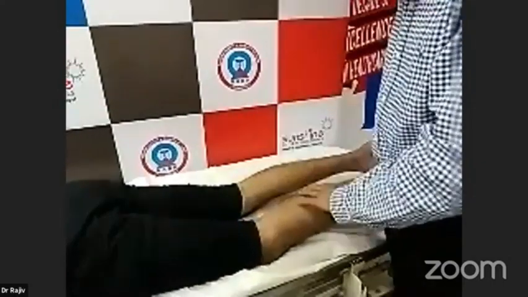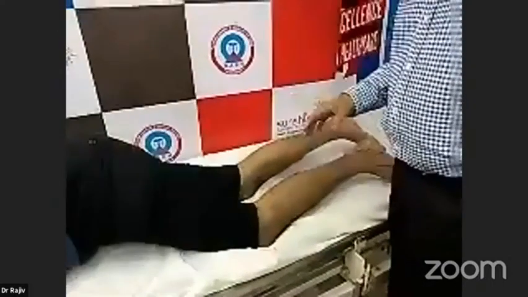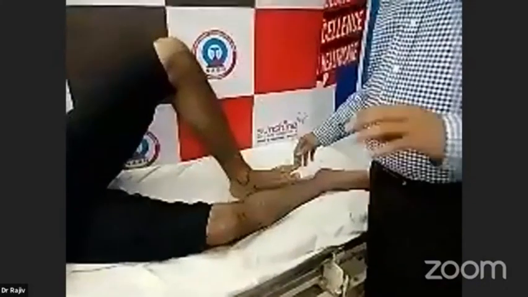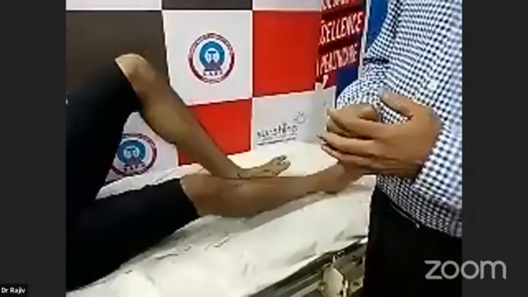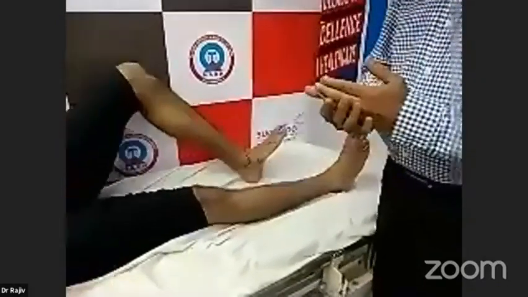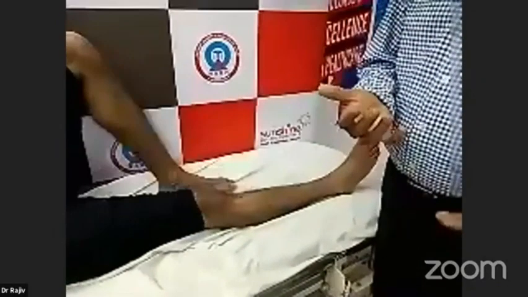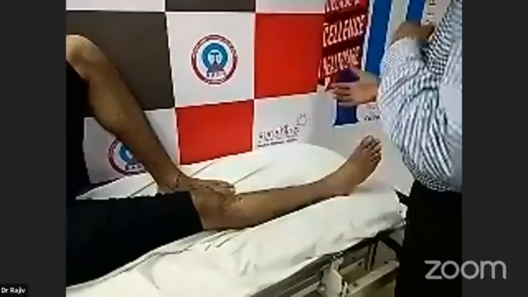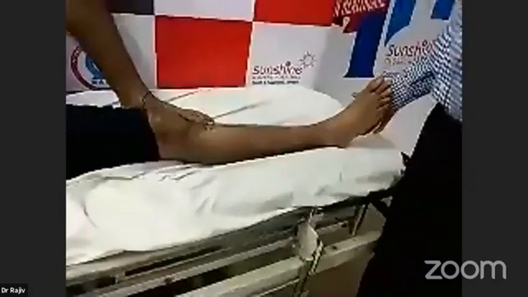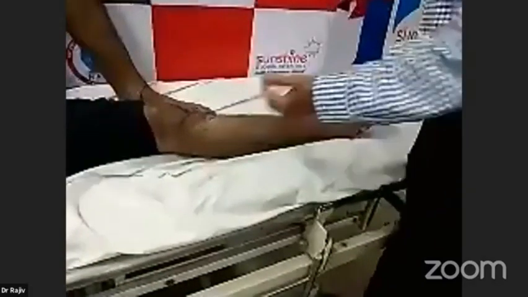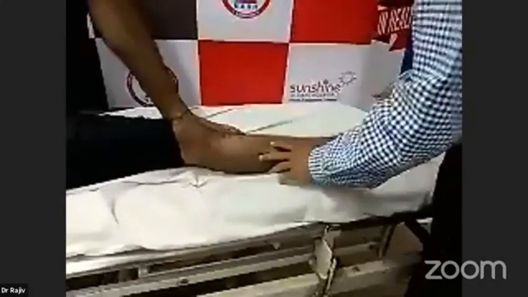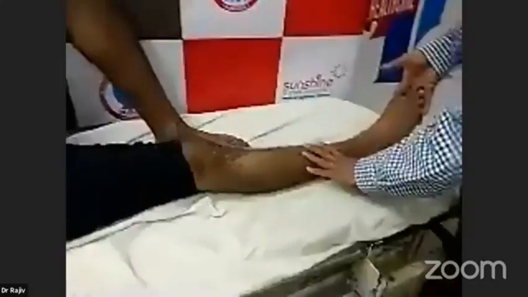Another test is to know about the tightness of the tendo Achilles, which is very common in foot and ankle disorders. You could have tightness of the tendo Achilles tendon, or you could have tightness of the gastrocnemius. If you want to differentiate gastrocnemius tightness from tendo Achilles tightness, it is through the Silverskiöld test. The first step is the evaluation of dorsiflexion of the ankle.